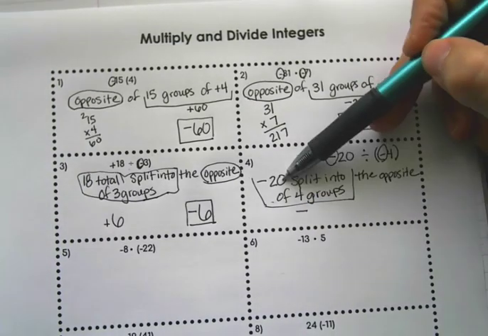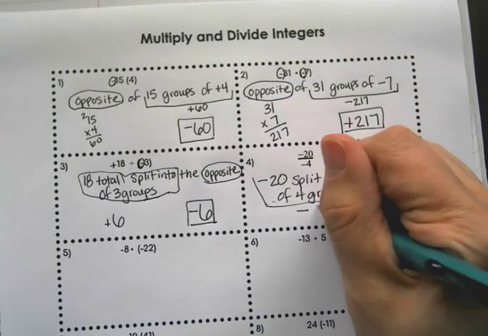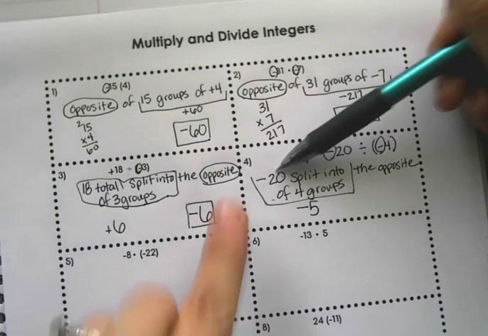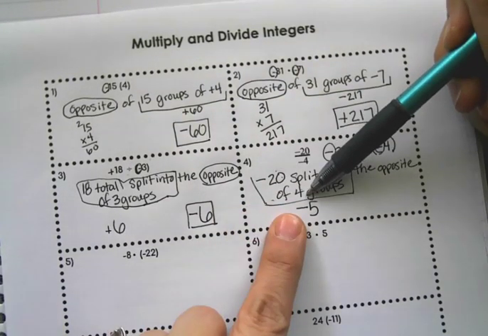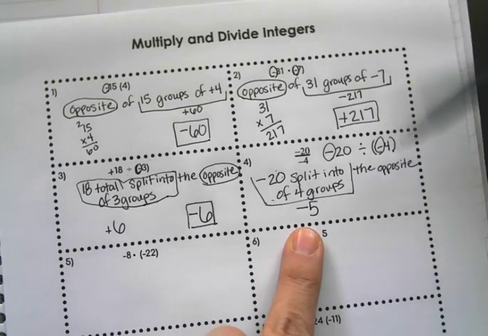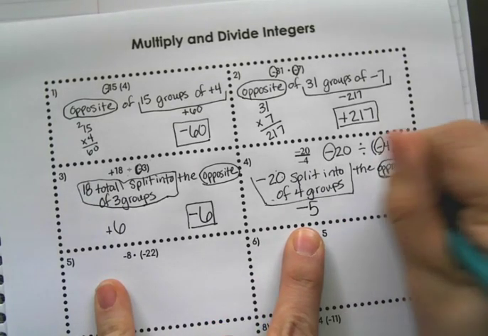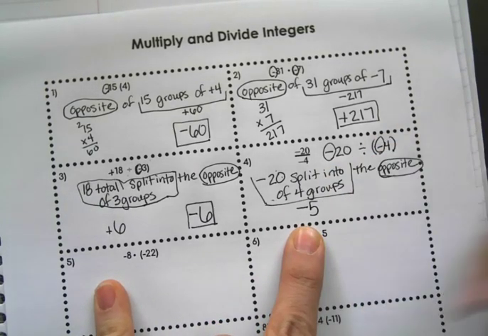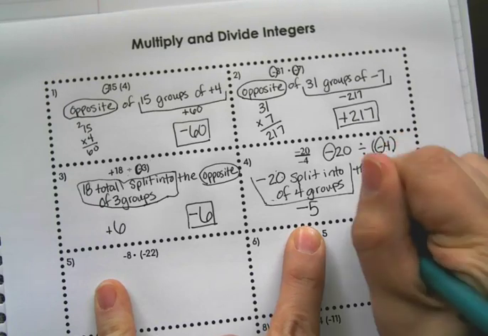So 20 divided by 4 is 5. So negative 20 divided into 4 groups is negative 5, and I have to remember to take the opposite of that. So the opposite of negative 5 is positive 5.